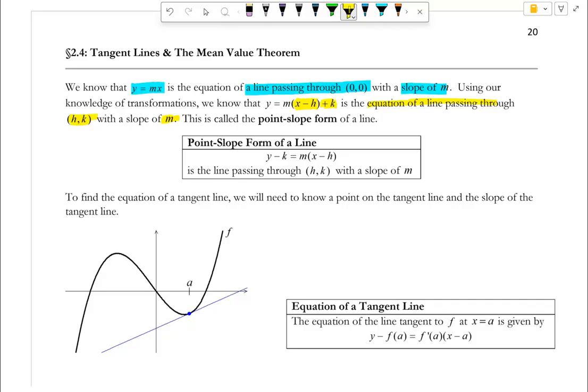And so we know y equals mx plus b is what we call slope-intercept form of a line. This is called point-slope form of a line. So we might think of point-slope form of a line. I could subtract my constant over, and I might think of that as what is written in this box. y minus k equals m times x minus h, and in that case, h comma k is our point on the line, and m is our slope.